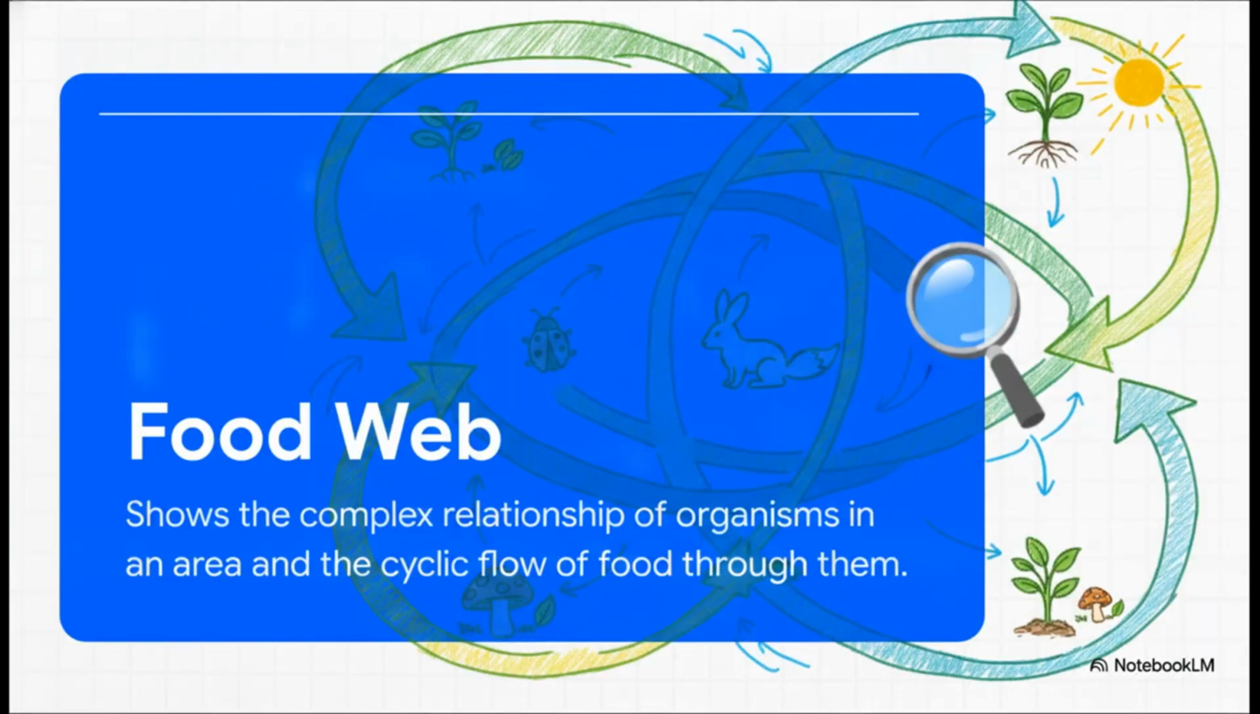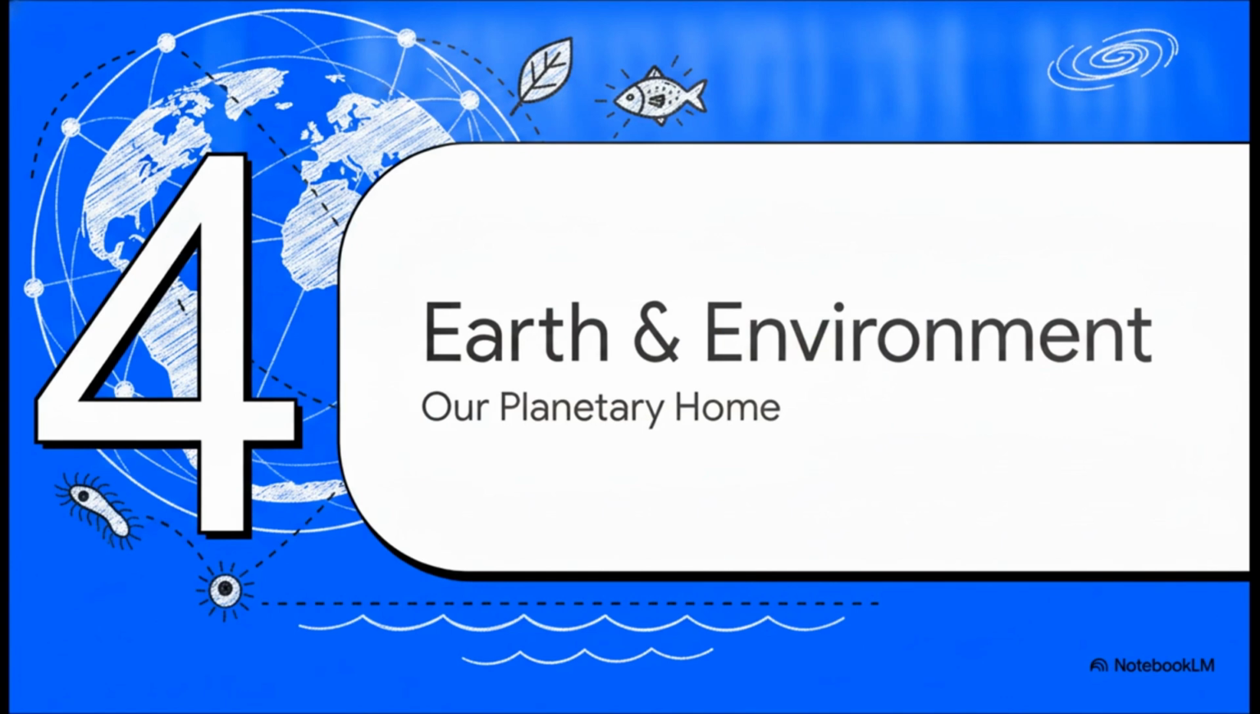But of course, organisms don't just exist in a vacuum, right? They operate within highly complex food webs. It's a massive, cyclical flow where energy, initially captured from the sun by producers, relentlessly cycles through a vast, interdependent network of consumers. Now, to house all these massive biological webs, we need a planetary stage. That brings us to Section 4, Earth and its environment, our planetary home.